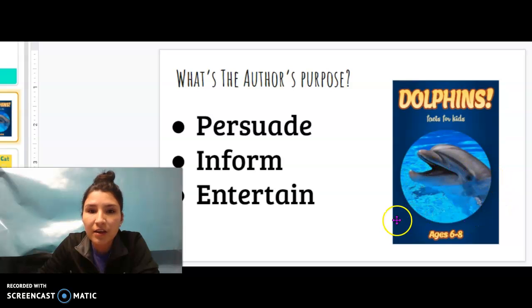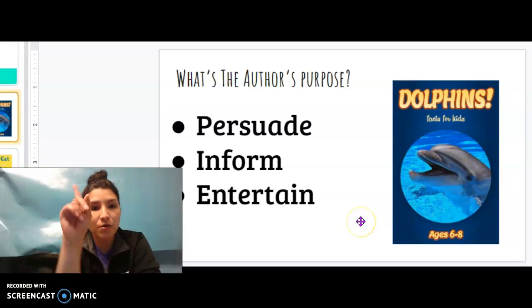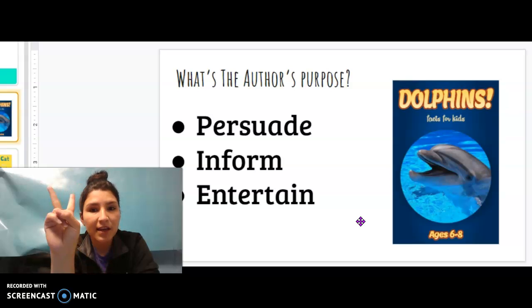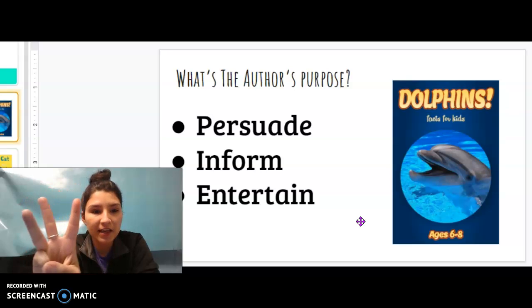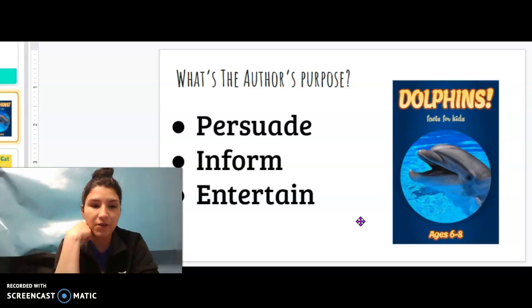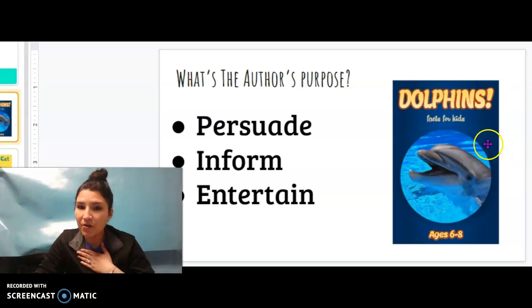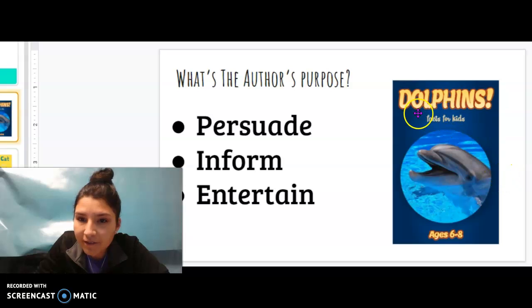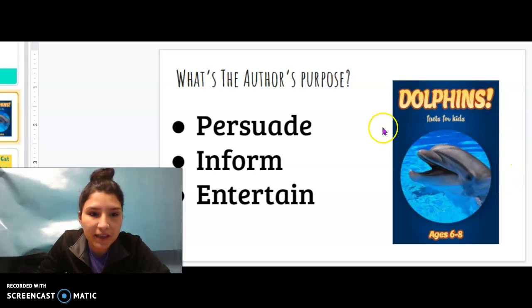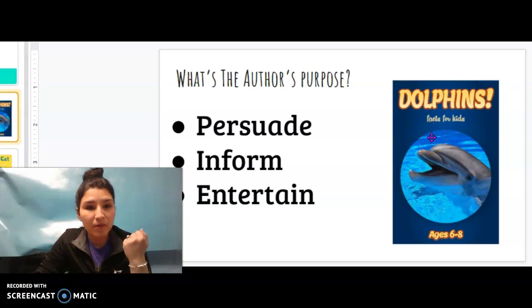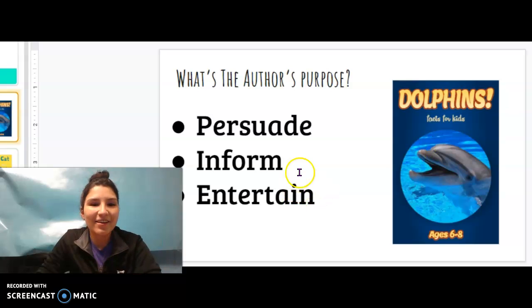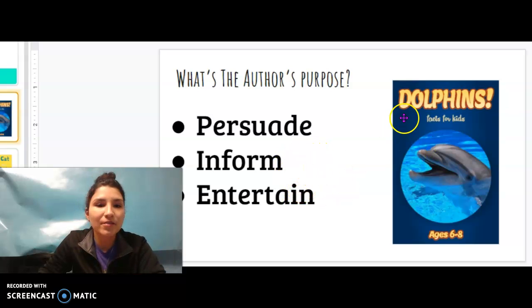Here's a photograph. Do you think this author wrote this book to persuade the reader, inform the reader, or entertain the reader? Give you a moment to think about this. Two, to inform the reader. How do I know this? Well, because here's a photograph, Dolphins, Facts for Kids. Right here it says facts. And when the author writes something to inform, they write facts, right? So inform. The author's trying to teach us, give us information about dolphins.